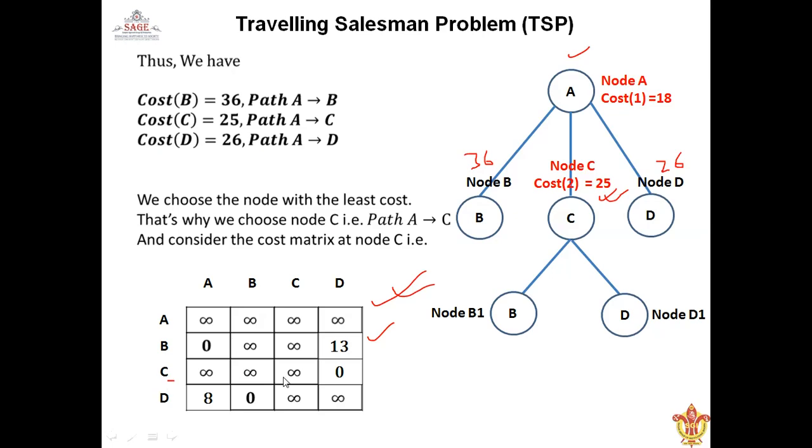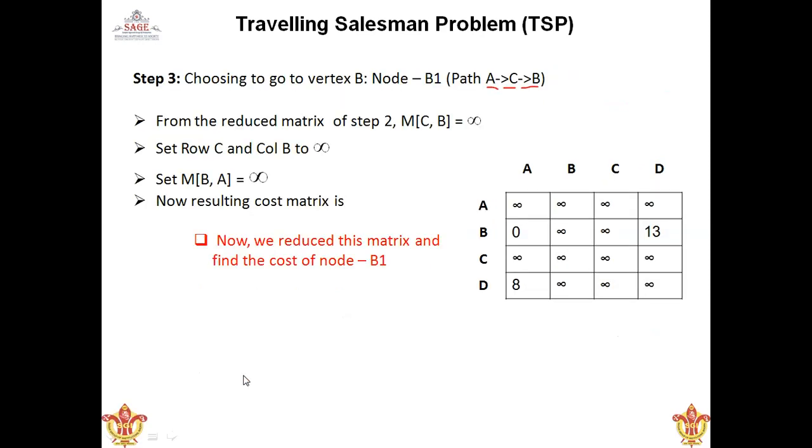C to B, we have this infinity there, so we have written infinity. Row C and column B we will have to make infinity. Row C and column B is infinity.